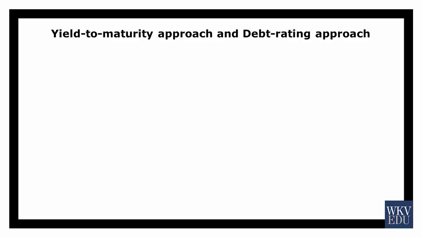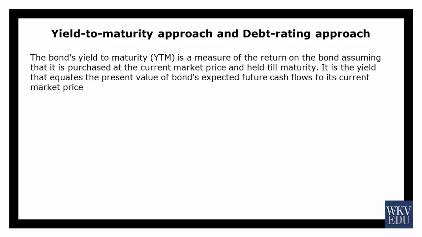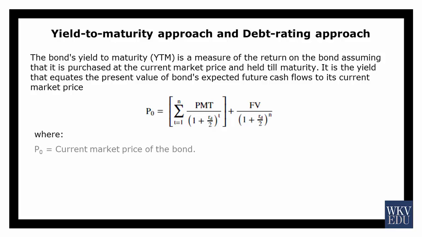In the yield to maturity approach, the bond's YTM is a measure of the return on the bond, assuming that it is purchased at the current market price and held till maturity. It is the yield that equates the present value of the bond's expected future cash flows to the current market price and is expressed by the following formula. And the legend is as follows.